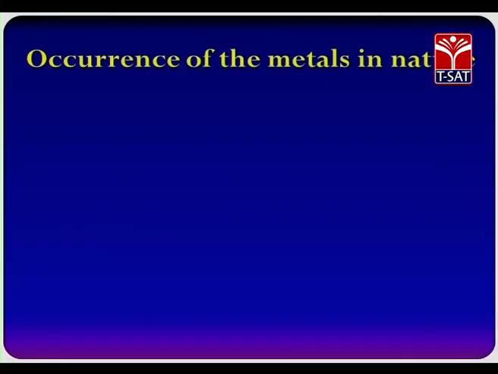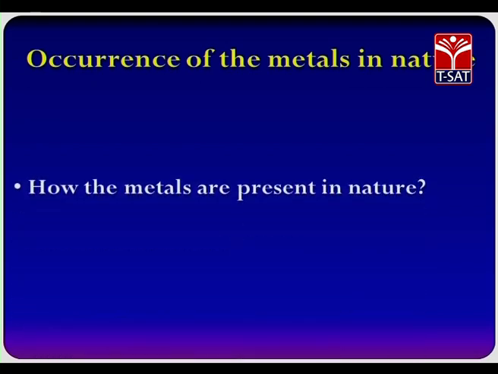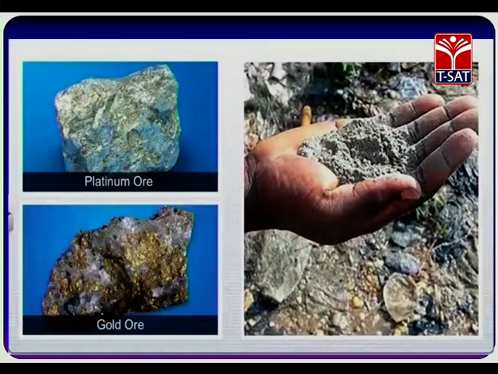So, children, how do these metals occur? Where are they found in nature? How are the metals present in nature? In the form of ores. If you observe these pictures, when the earth's crust is dug, you can obtain different types of ores of metals. Here I have given you some pictures.